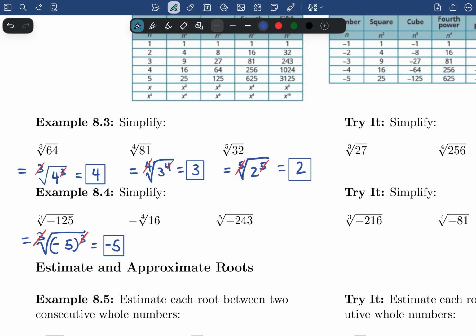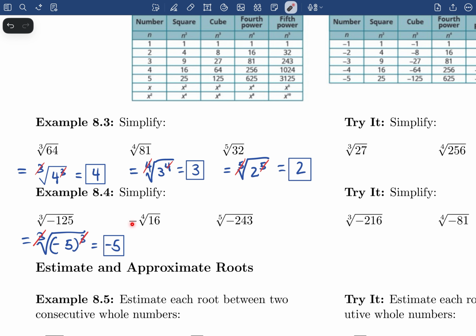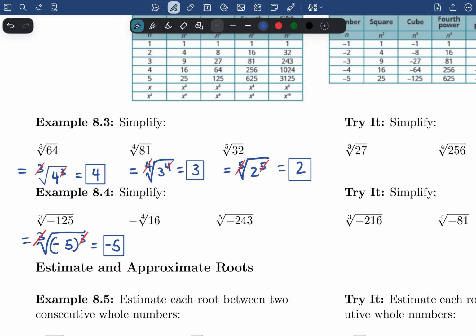Let's try another. This says the negative fourth root of 16. Well, the negative in this case is in front of the root, so I don't have to worry about the fact that it's an even root. That negative, if it was inside, I would say no real solution. But it's outside, so I don't have to worry.